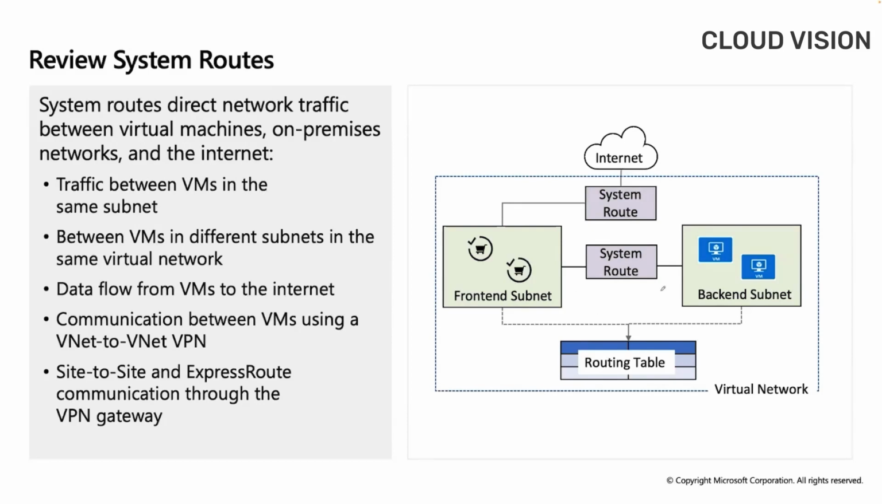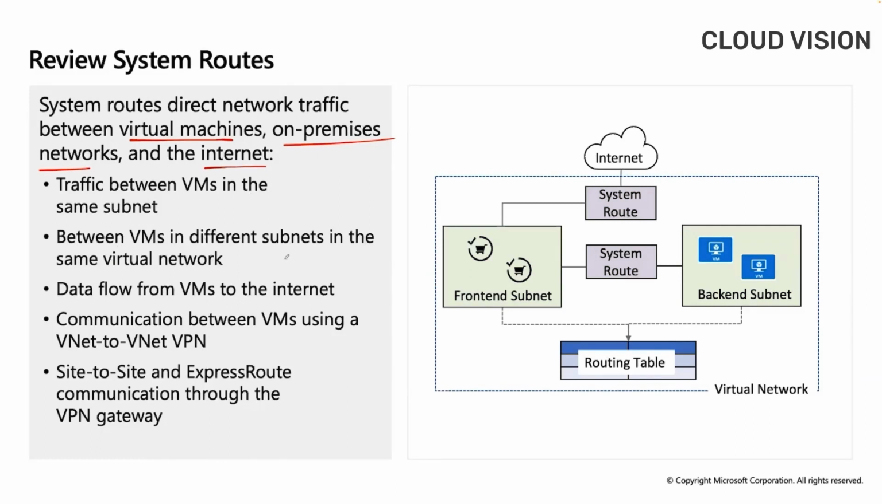So in this kind of use case, you can use a system route. System routes direct network traffic between virtual machines, on-premises network, and the internet. So these are the three locations it's connected. Yeah, and internet. The traffic between VMs in the same subnet is possible.